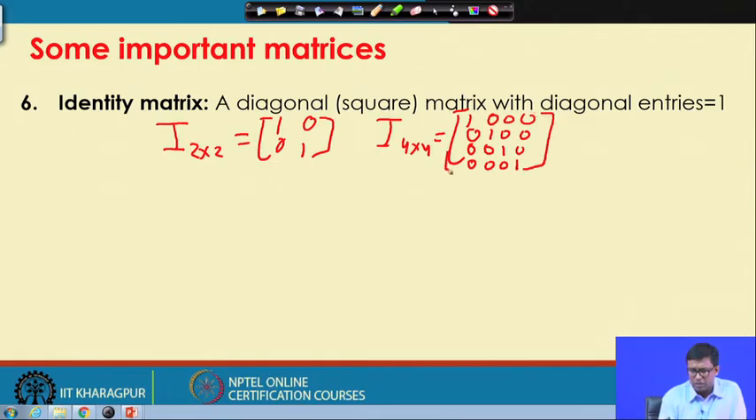Now, there is a restriction on what type of entries these matrices can have, and these will only have integers, because 1 is an integer in their diagonals. We cannot have complex matrices or imaginary entries in an identity matrix.